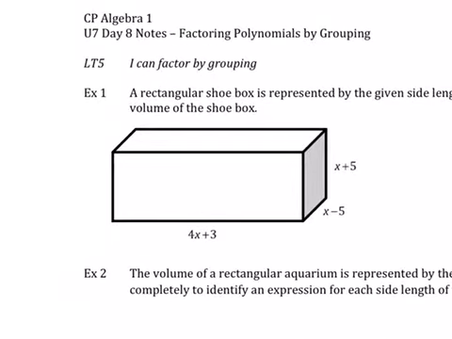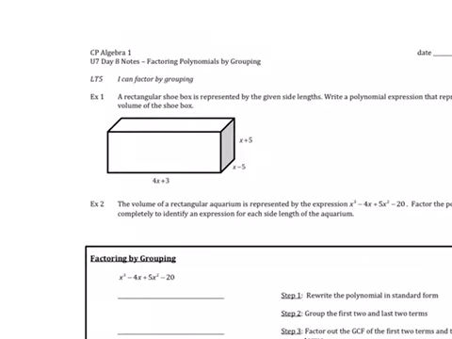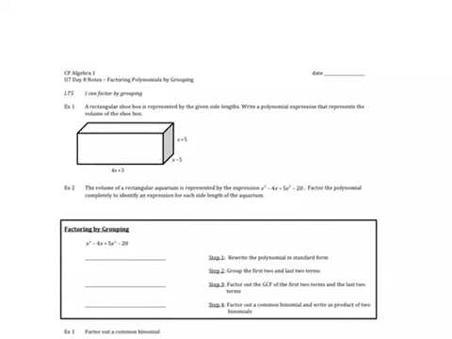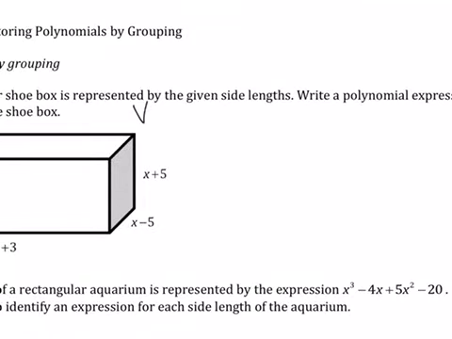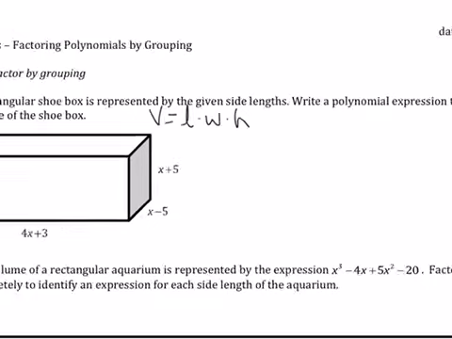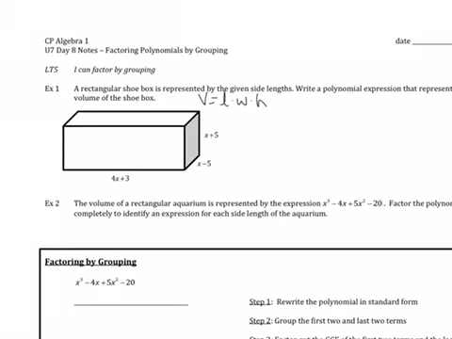A rectangular shoebox is represented by the given side lengths. Write a polynomial expression that represents the volume of the shoebox. Okay, so what I've got here are 3 dimensions given to me of this shoebox, and if you remember, when we're trying to find volume, that's going to be length times width times height. They give us all 3 of those with these 3 binomials. So what I'm going to do is just multiply all those 3 together.